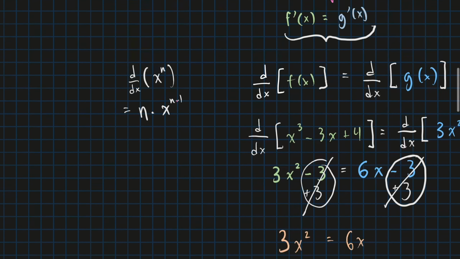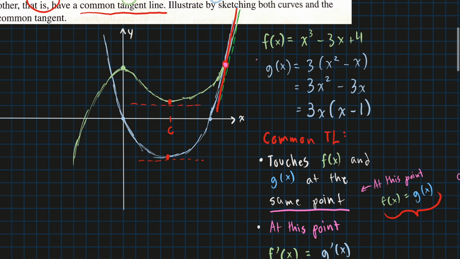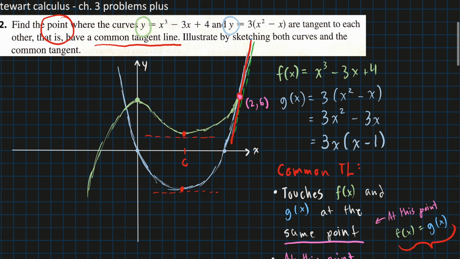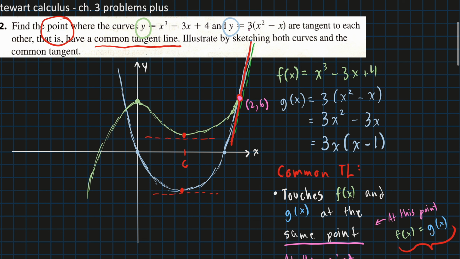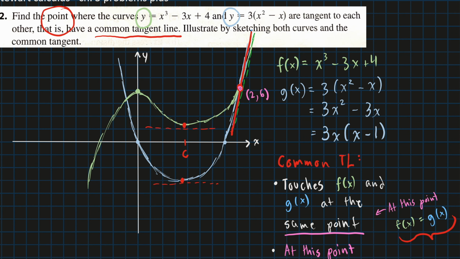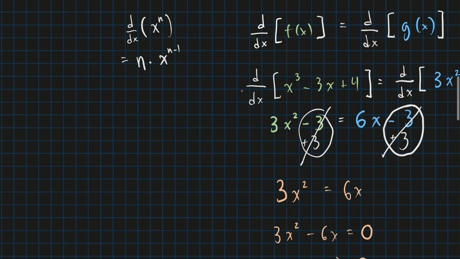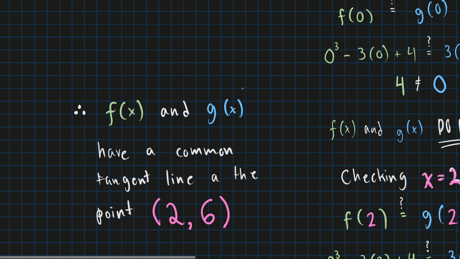And if you look at our drawing here, it wasn't that off. I think my guess was kind of good there. So our common tangent point is 2, 6. It is at this point that this function and this function have a tangent with the same slope, and these two functions touch each other. All right, I hope that helped.